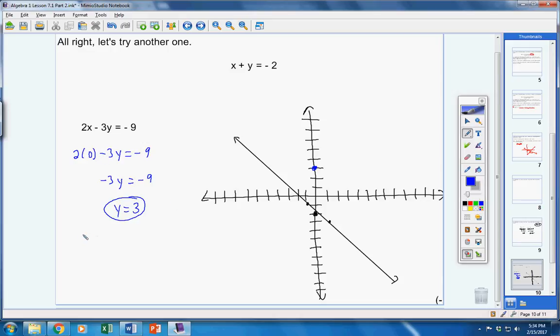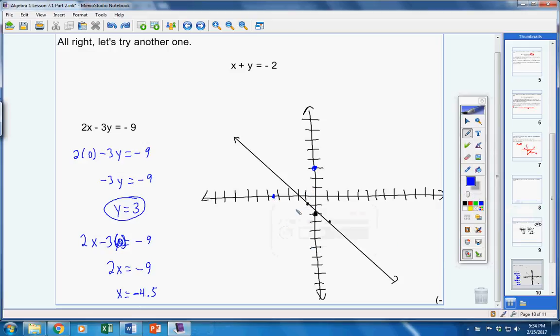Now, I'm going to put a 0 in for y. 3 times 0 is 0. 2x minus 0 is 2x. So 2x equals negative 9. Divide both sides by 2, and x equals a negative 4.5. Alright, so 1, 2, 3, 4.5. So approximately right there.